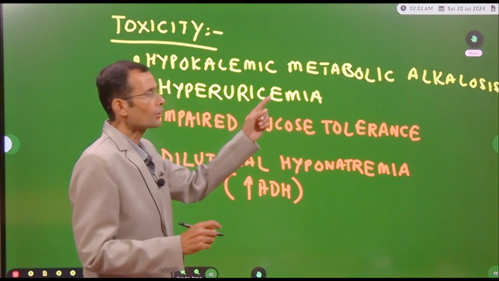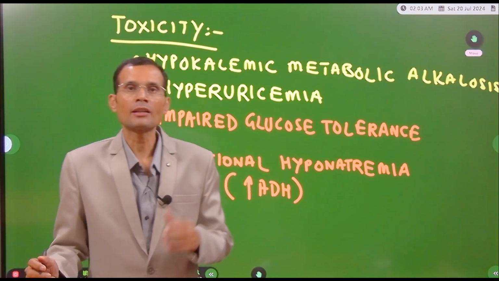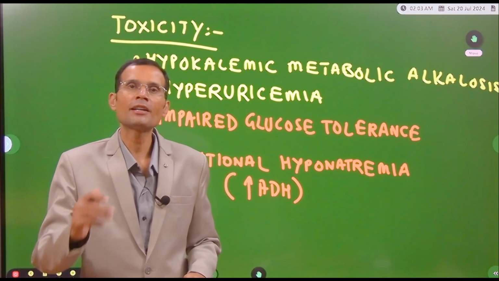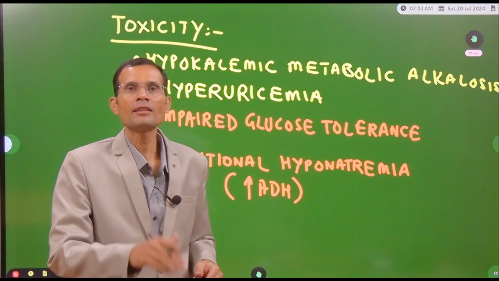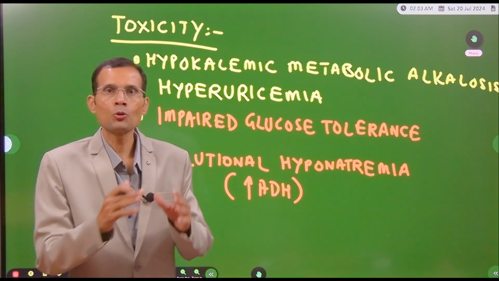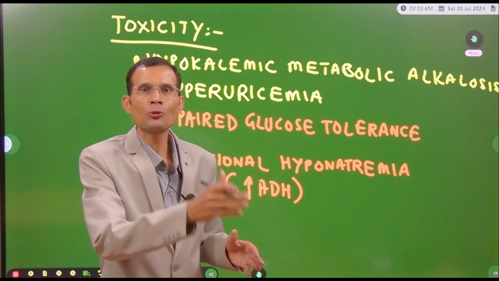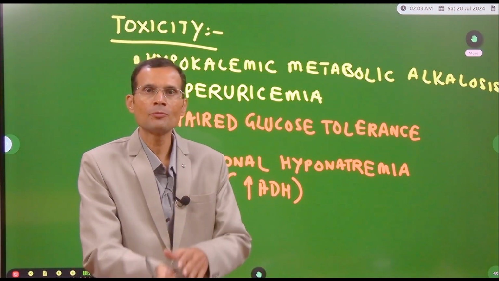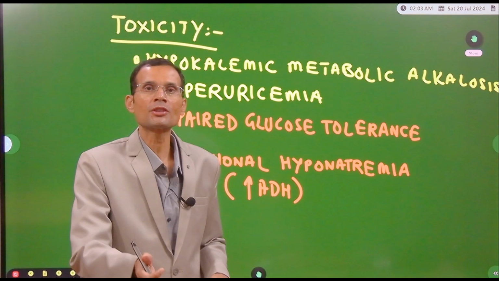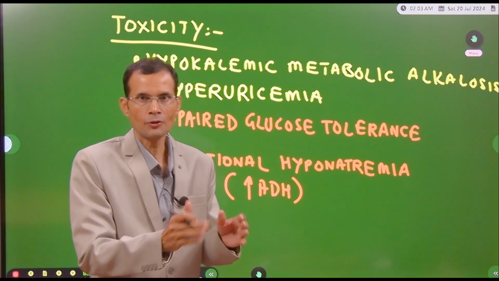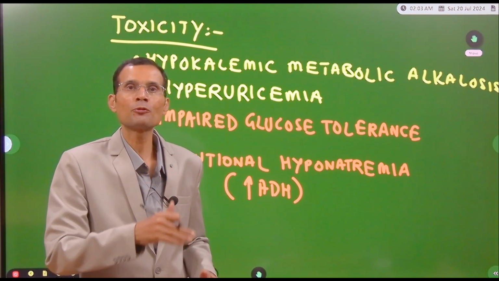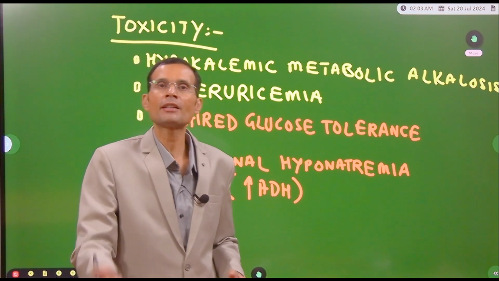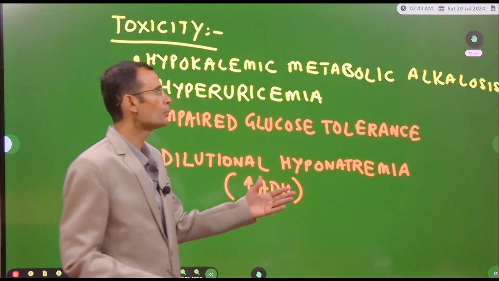So we saw this in the loop diuretics, that the intercalated cell in the kidney reabsorbs potassium and secretes H+. So if there is more load of sodium for reabsorption in the collecting duct, more potassium will be secreted, more potassium will have to be reabsorbed, that will be the increased load, and therefore more H+ will be secreted. We have seen all of this in the loop diuretics.